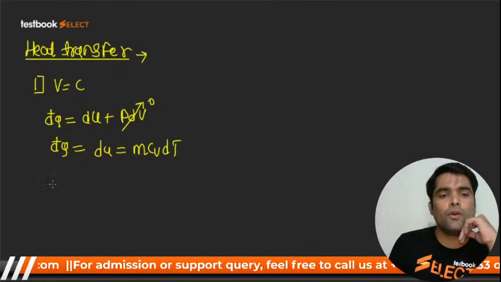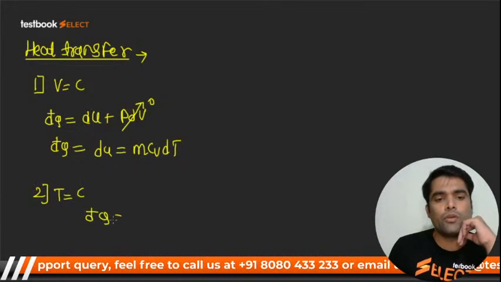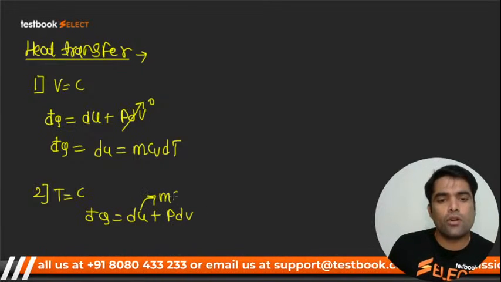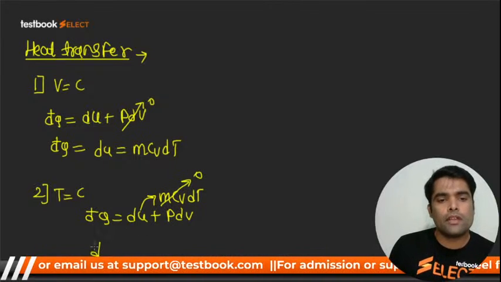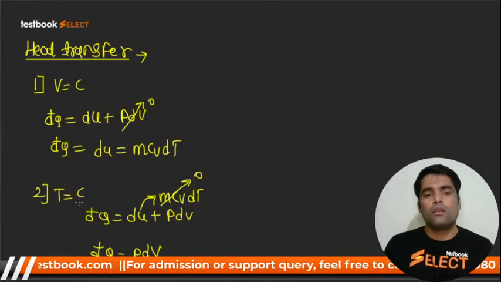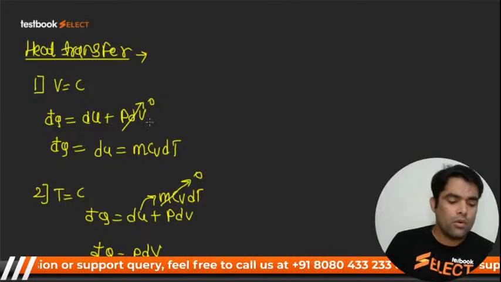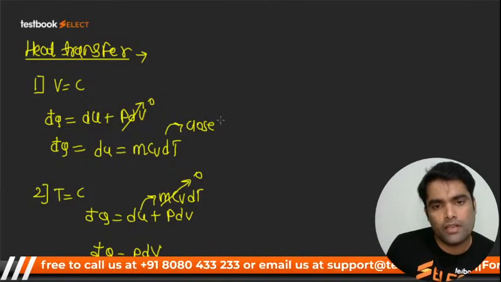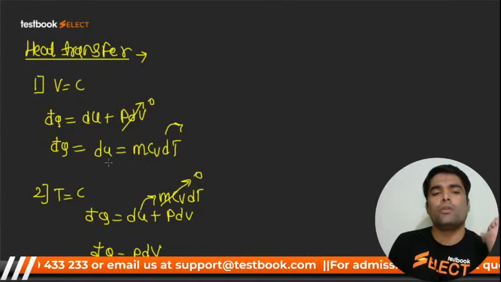If I go for constant temperature, then dQ is equal to dU plus PdV. dU is none other than mCv dT, and dT is 0, so dU will also be 0. That means dQ is equal to PdV, for isothermal. And what is the condition? This formula is applicable only for a closed system. A closed system is a compulsory condition because here we have taken dU, not dE.